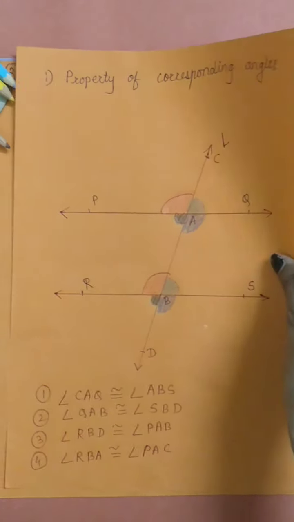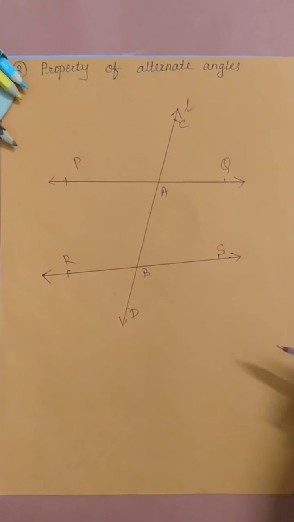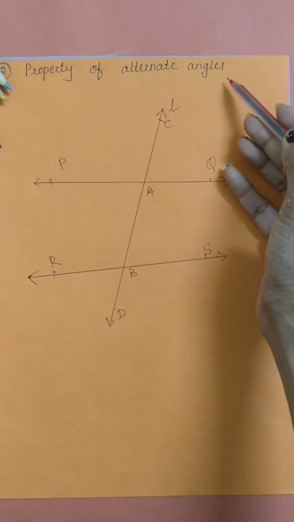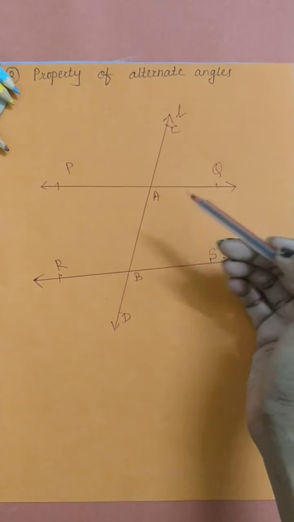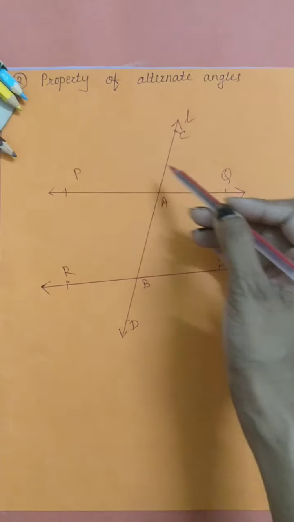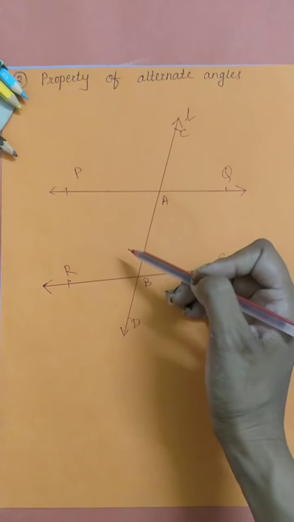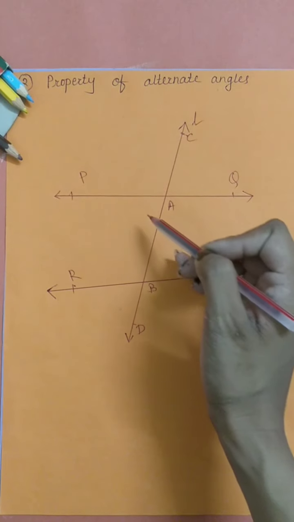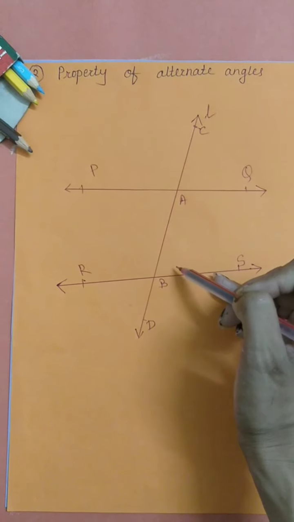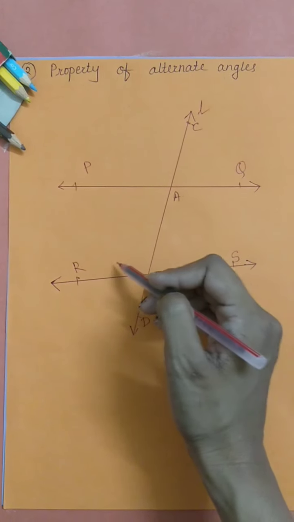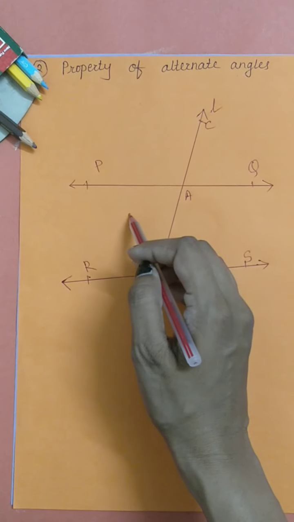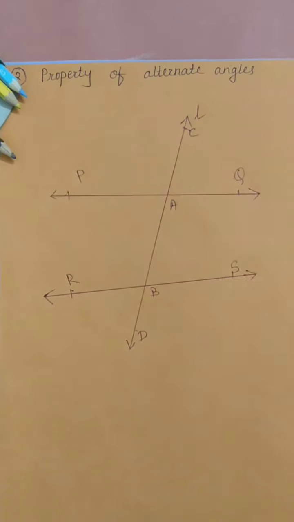And now let's move towards the second property, the property of alternate angles. Now when I say alternate angles, first there are 2 types of alternate angles. First is interior alternate angles and the second is exterior alternate angles. So we are going to first talk about interior. When I say interior, I mean inside these 2 lines, inner side of the 2 lines. So we have 1, 2, 3 and 4. And what is meant by alternate? Alternate means if one angle is on this side, then the second angle will be on the other side.